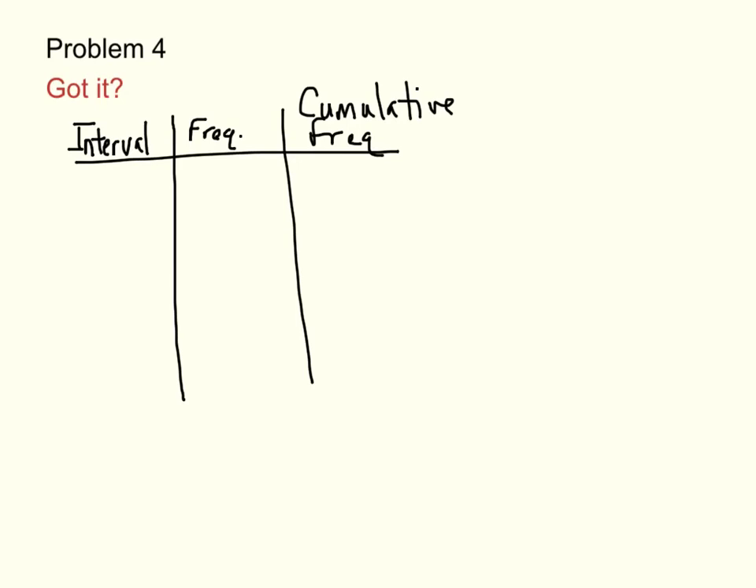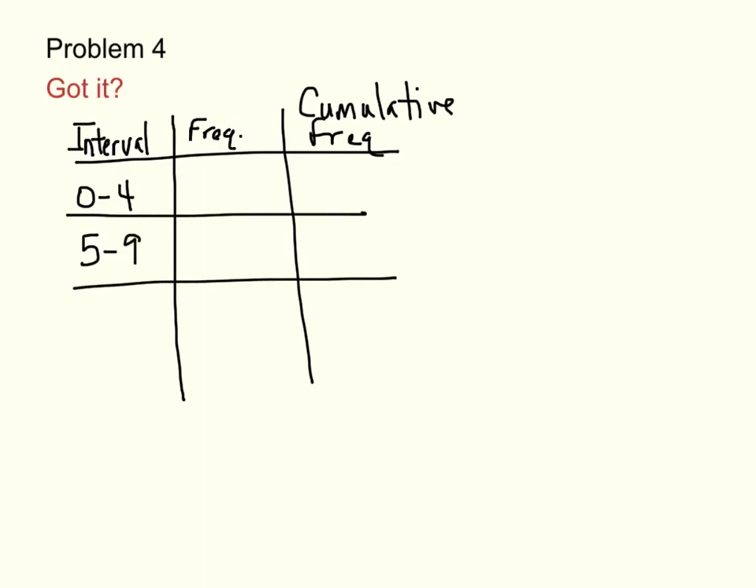So we're going to do intervals of 5. So 0 to 4 is 5 values. Then we can do 5 to 9. Then let's do 10 to 14 and 15 to 19. Now remember, you can do whatever intervals you want. But notice their intervals are all the same amount of numbers.